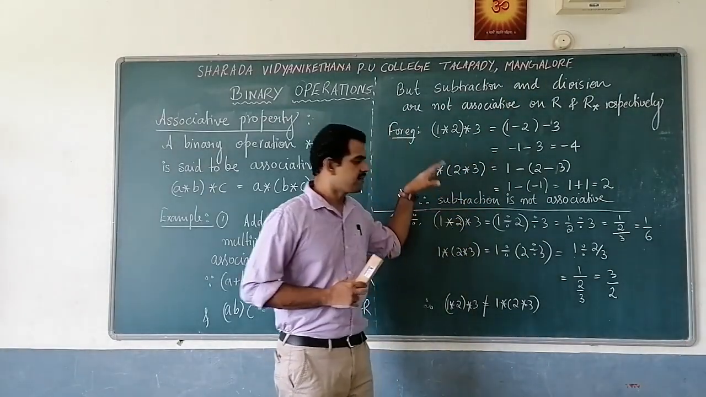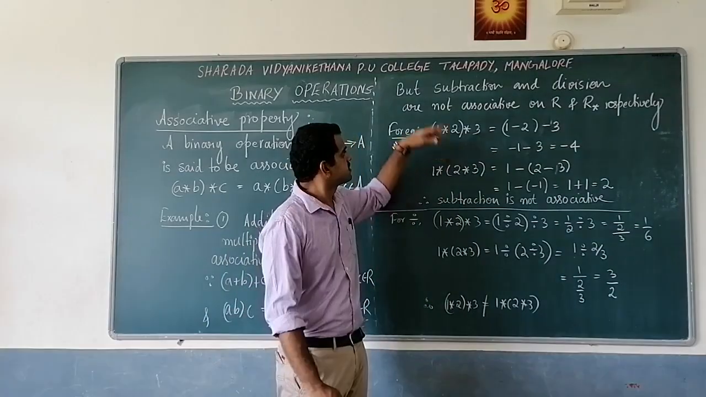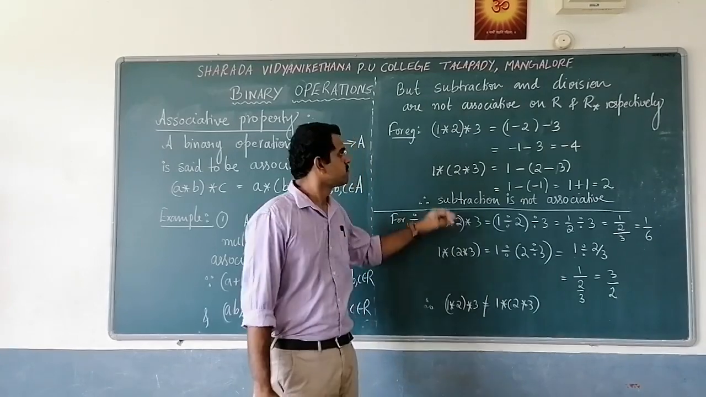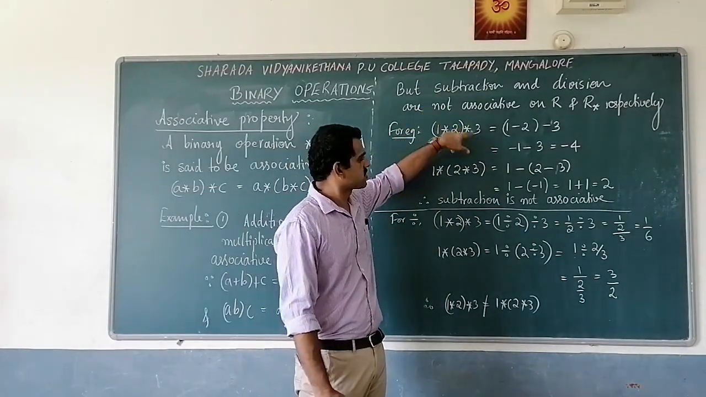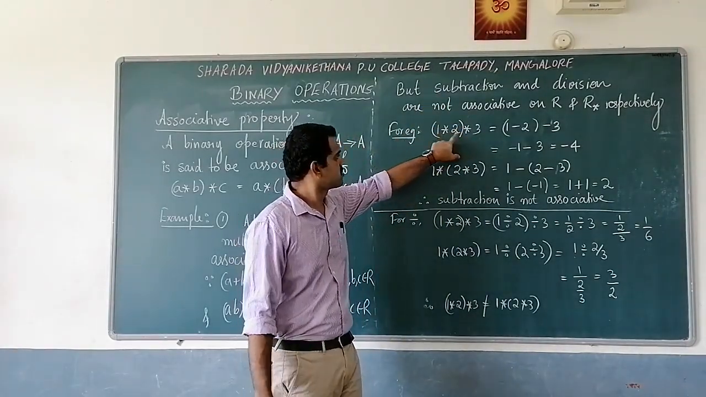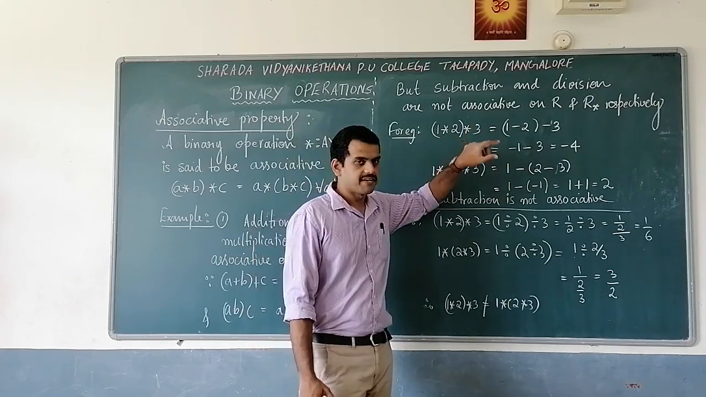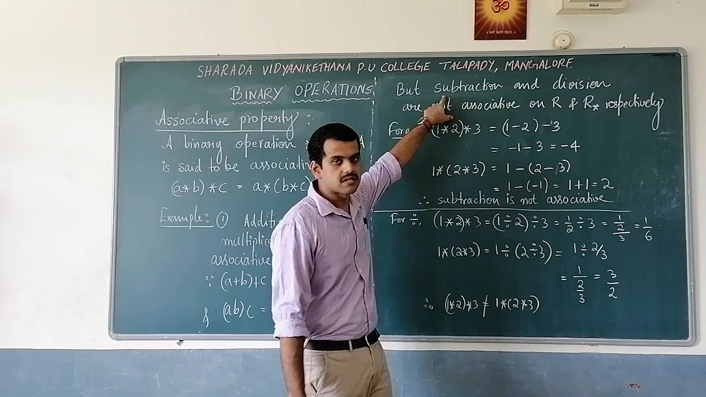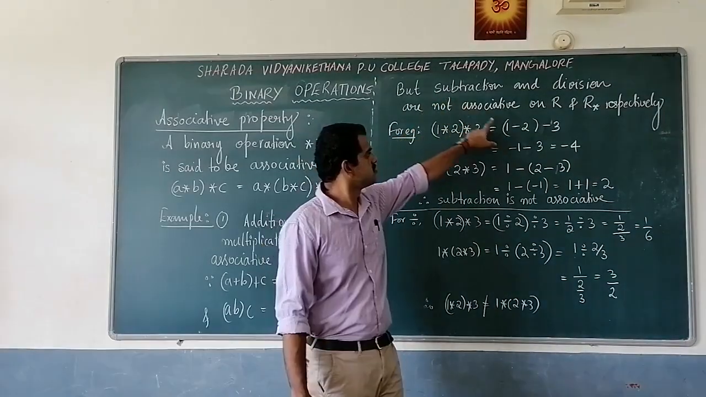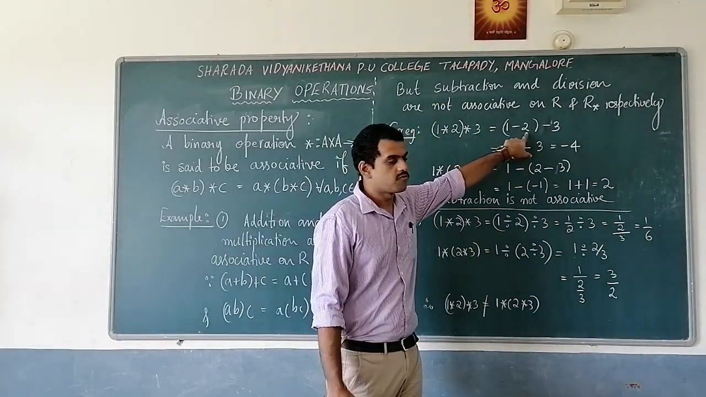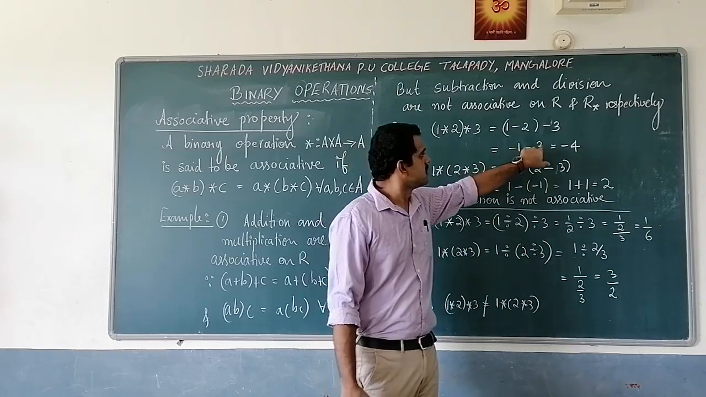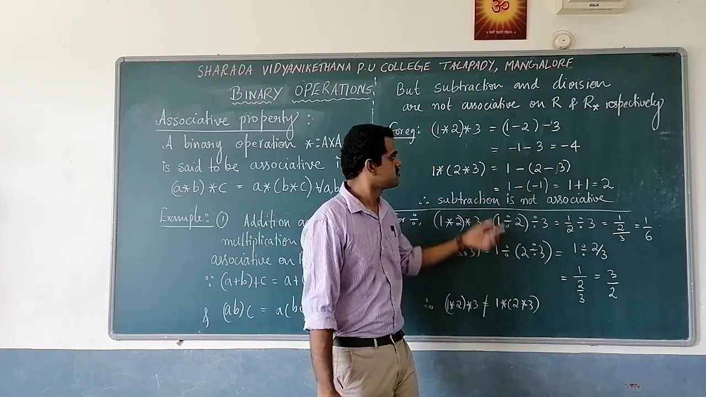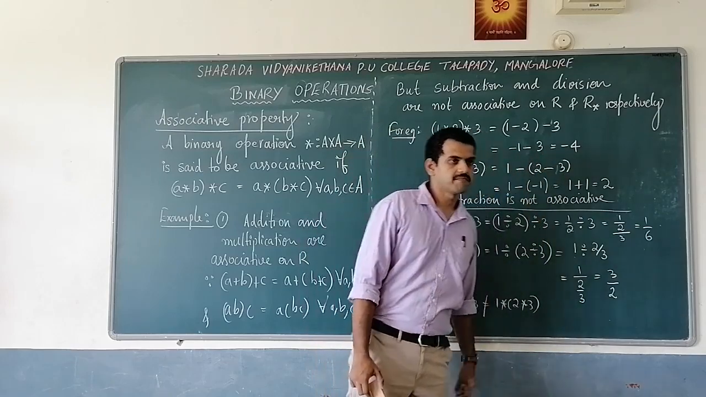In such a scenario, why is it not associative? I have taken just one example, see here. For the case of subtraction, I take (1 star 2) star 3. Star is nothing but subtraction, the operation. So 1 minus 2 is minus 1. Again operate with the 3, that is minus 3, again subtracting. So we get the answer as minus 4.